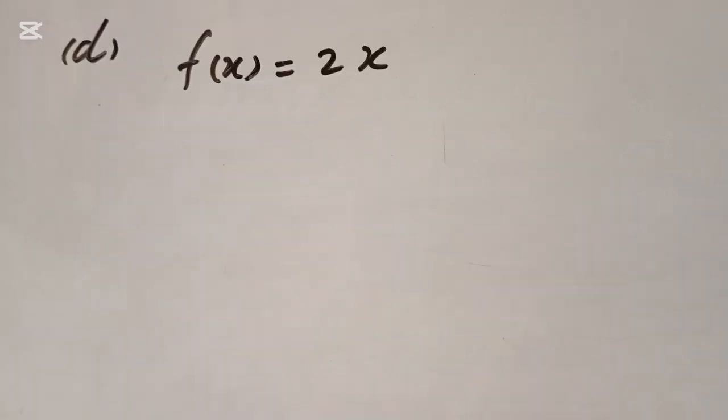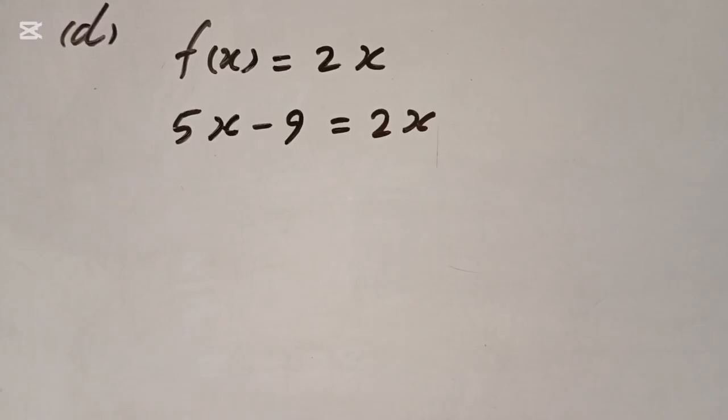Now we are doing part D here. The condition is given f(x) equal to 2x. So this is the equation. We have to work on it to find out the value of x. Solving this linear equation, x results in 3.